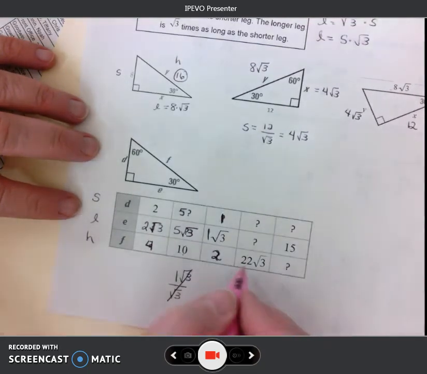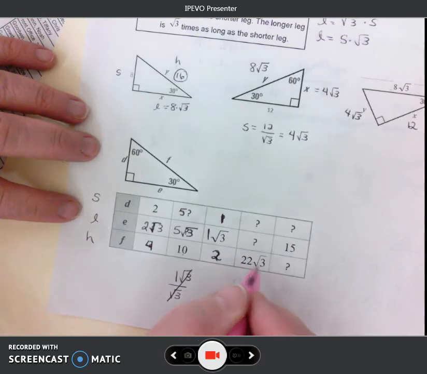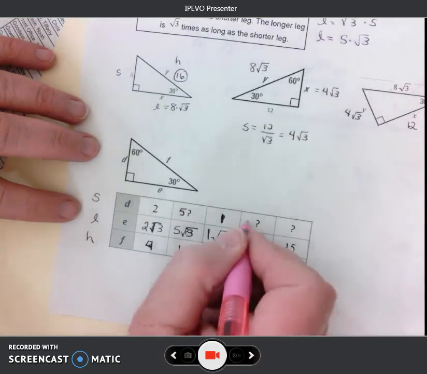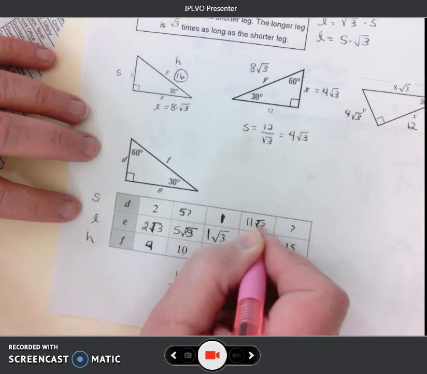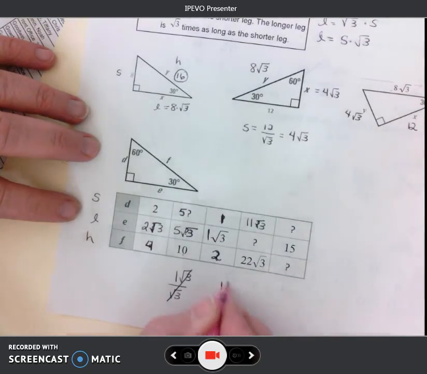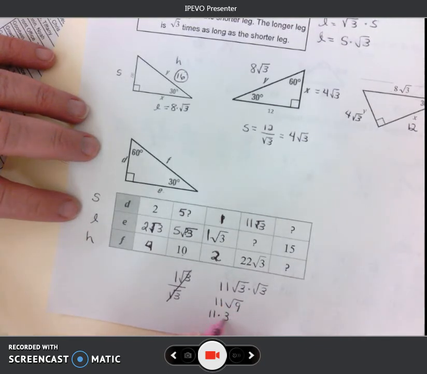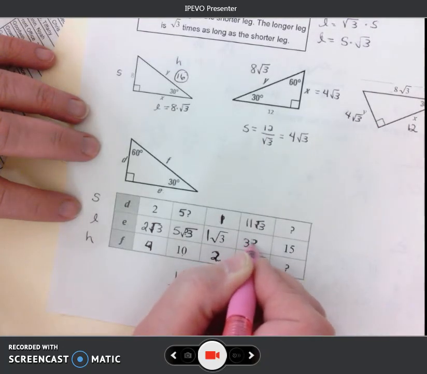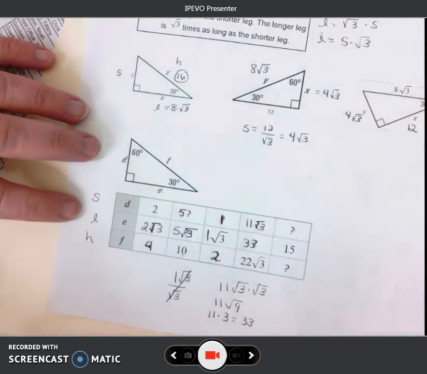The next column has the hypotenuse as 22 square root of 3. Then the short side is half as big. So it's 11 square root of 3. And then to get the long side, we take 11 square root of 3 times the square root of 3, which will be 11 square root of 9, which is 11 times 3, or 33. You also could have done that with a calculator.